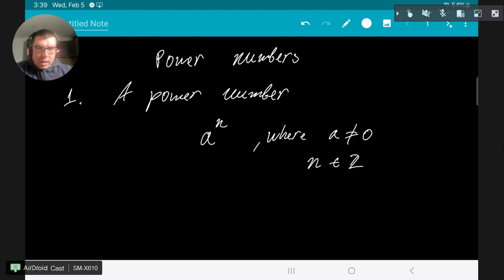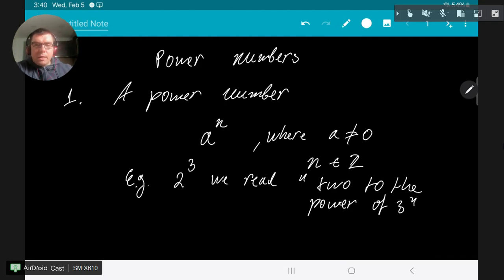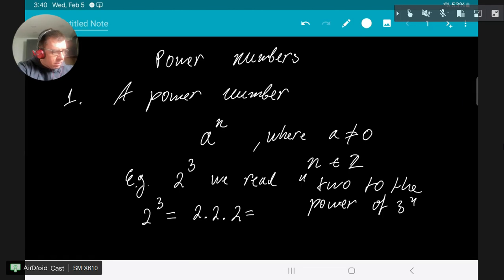But now let's just give an example. So a power number would be, for instance, 2 to the power of 3. We read 2 to the power of 3. By definition this simply means we just multiply 2 by itself 3 times. So this will be 2 times 2 times 2, which is 8.